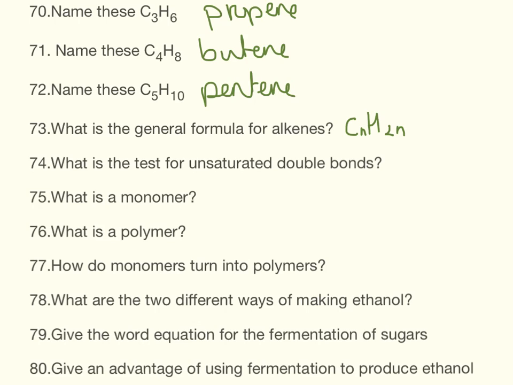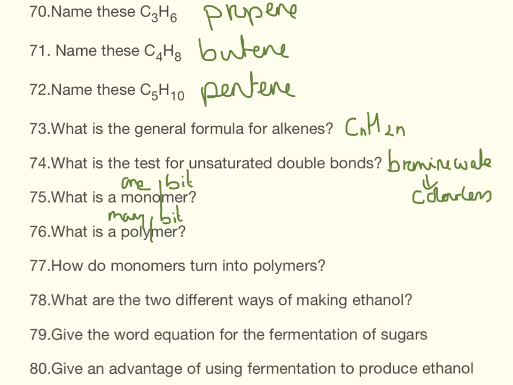What is a test for unsaturated double bonds? You add bromine water, and if double bonds are present, it goes colourless. A monomer just means one bit, and a polymer means many bits. How do monomers turn into polymers? That is by polymerization.